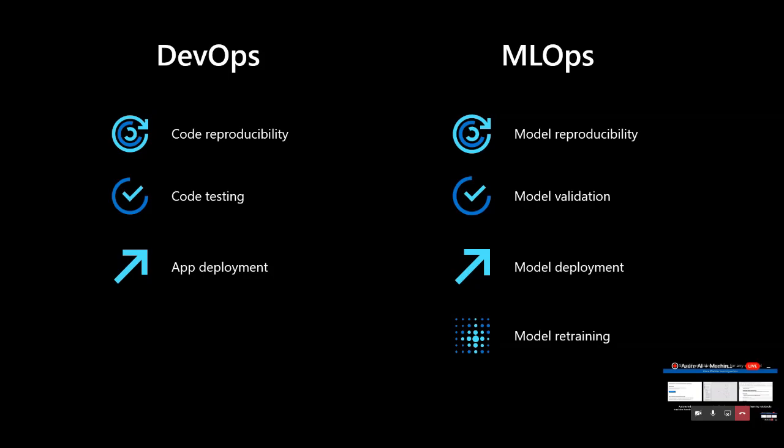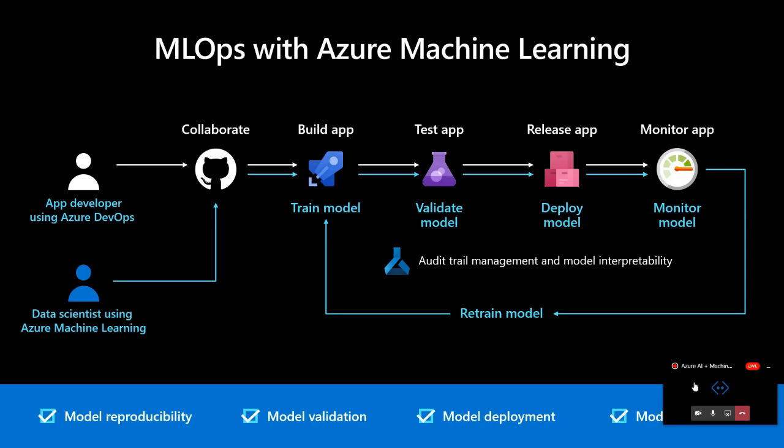So everything is automated, and it's not a different case when it comes to machine learning, right? You have your model which you want to reproduce. You want to make sure of the validation of the model, then you want to deploy your models, and at the end, you also want to retrain your model. So that's the difference between an app developer using Azure DevOps and a data scientist using machine learning.